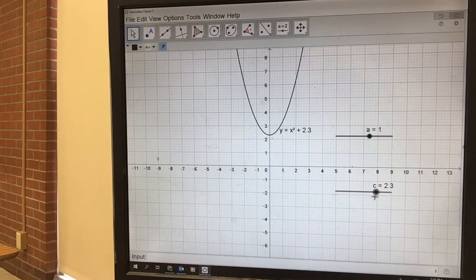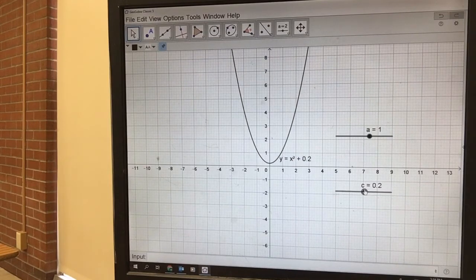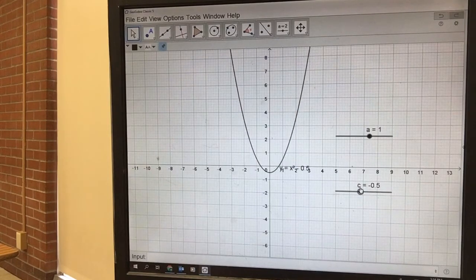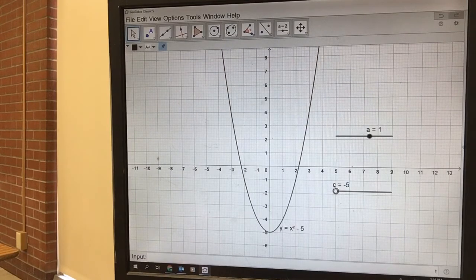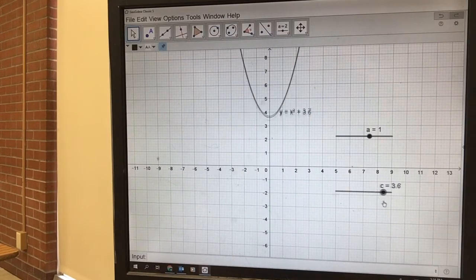It moved up. Now, if c is negative, notice that it drops below the x-axis. So if I can get it to stop at, say, -2, that means that the vertex now sits on the y-axis at -2. The shape didn't change. A hasn't moved. All the C does is it moves the parabola up and down, like that.